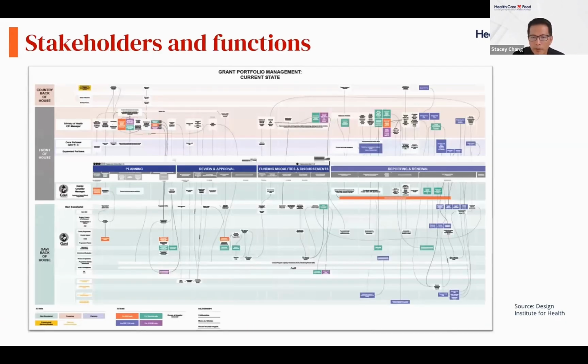We did a similar exercise with Gavi, which is the Global Alliance for Vaccines and Immunization, in an effort to help develop their fifth five-year strategy in 2019 and 2020. A focus of the work was to characterize the grant process for determining and deploying aid to the countries in need of vaccine assistance. What you see here is a map of the current state of their grant portfolio management process, from the beginning where application through to review and approval of those applications and the deployment of funding and reporting back on results.